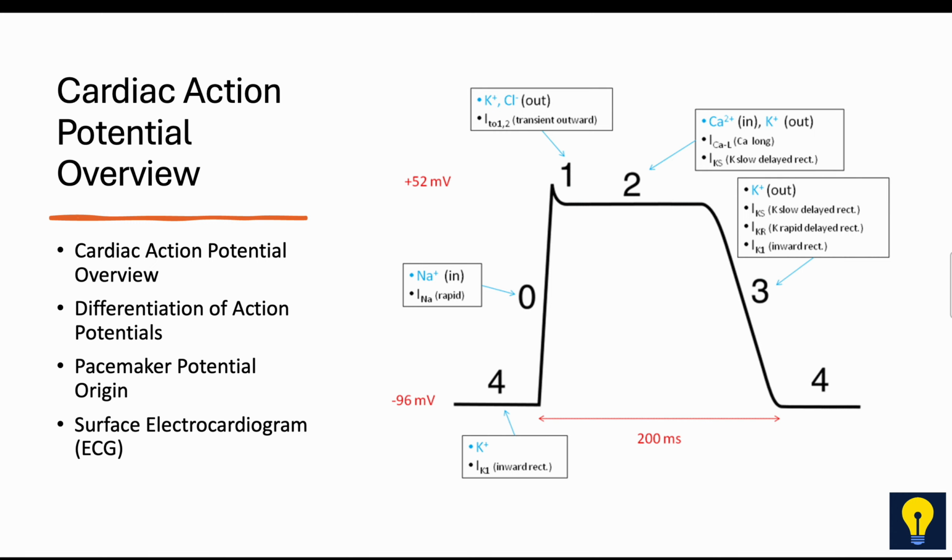The diagram, as you can see in the slide, shows the different phases of a cardiac action potential. In the next episode, we'll discuss in detail, starting from phase 4, 0, 1, 2, 3, what happens in each phase of the cardiac action potential.